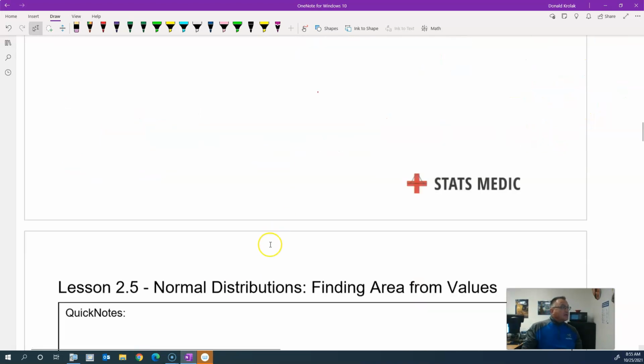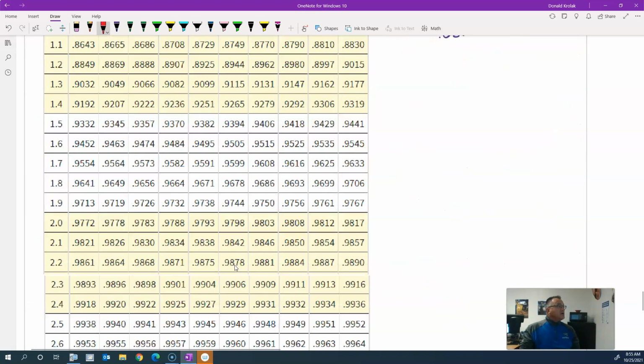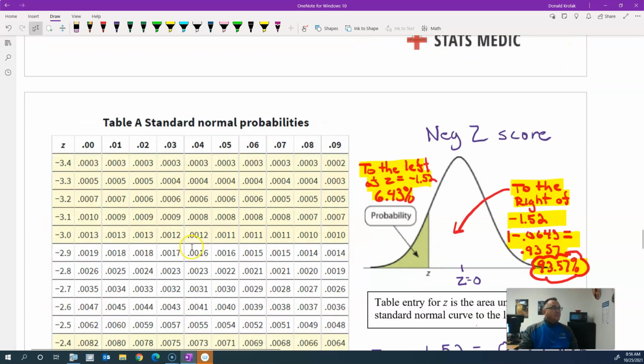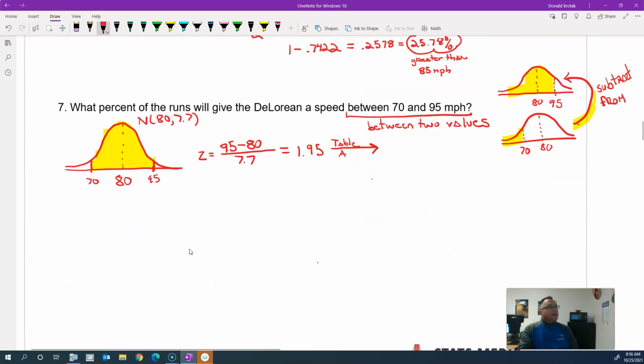Okay, and now we'll go to the table. 1.95. So positive 1.9, 1.91, 1.92, 1.93, 1.94, 1.95. 0.9744. Okay.